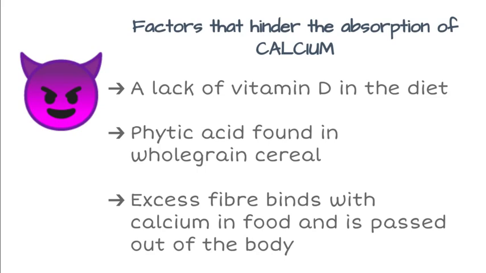Factors that hinder the absorption of calcium. So people get a bit confused by the word hinder. So hinder just means that it can stop the absorption. It can be less easily absorbed because of these three things that I'm going to list just now. So a lack of vitamin D in the diet can hinder the absorption of calcium. Phytic acid found in whole grain cereals can hinder the absorption of calcium, and excess fibre binds with calcium in food and it's passed out the body, so that then hinders the absorption of it.